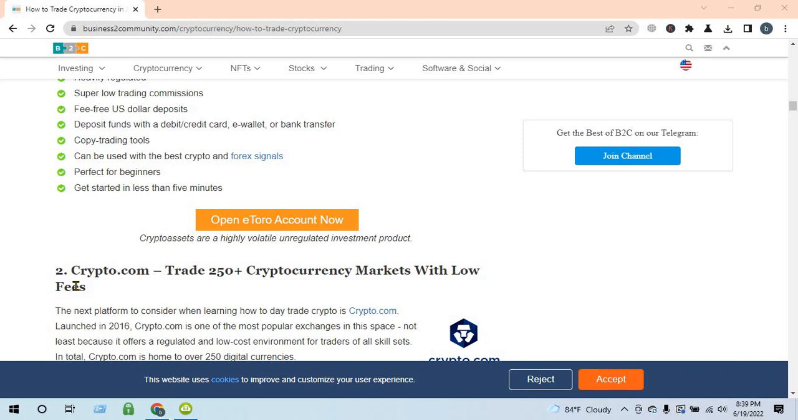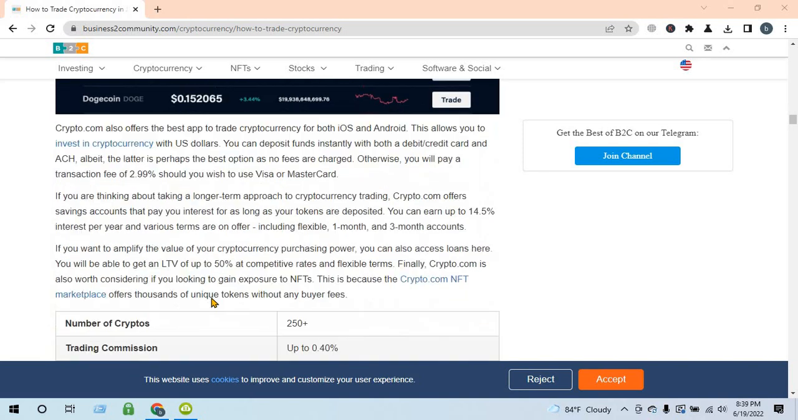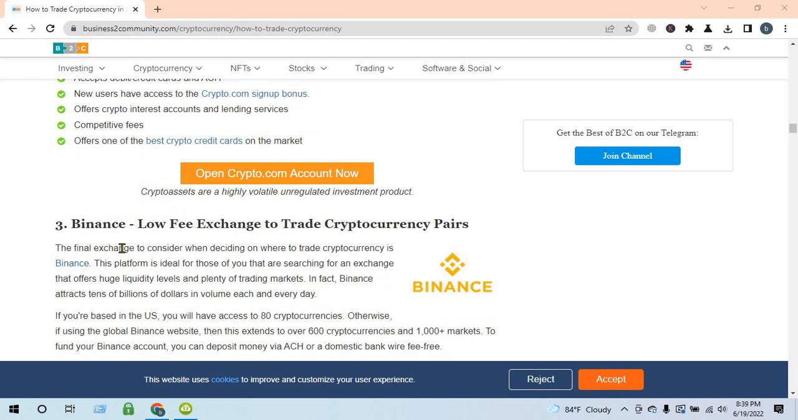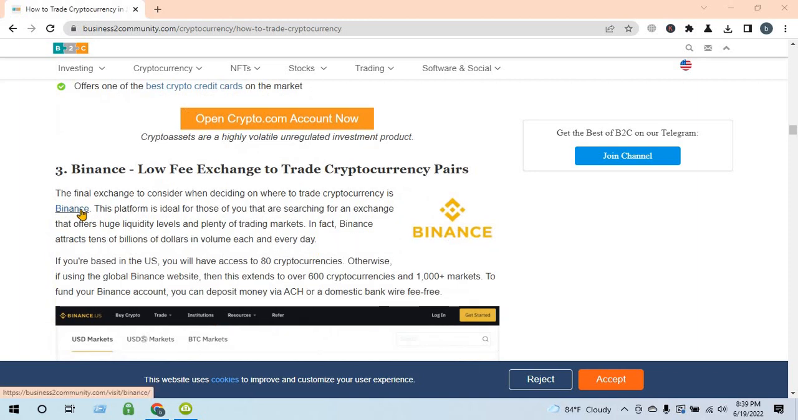Crypto.com trades 25 plus cryptocurrency markets with low fees. Binance is a low fee exchange to trade cryptocurrency first. The final exchange to consider when deciding on where to trade cryptocurrency and often.